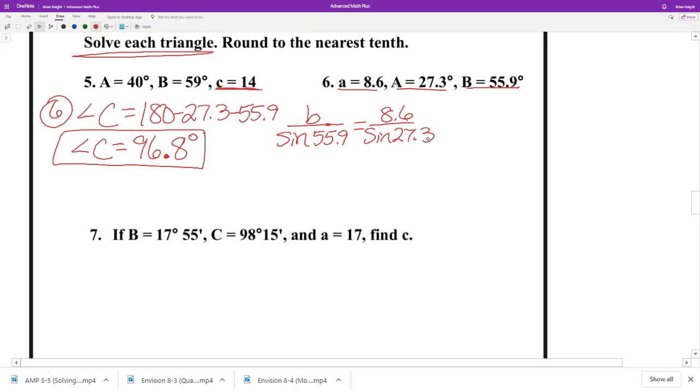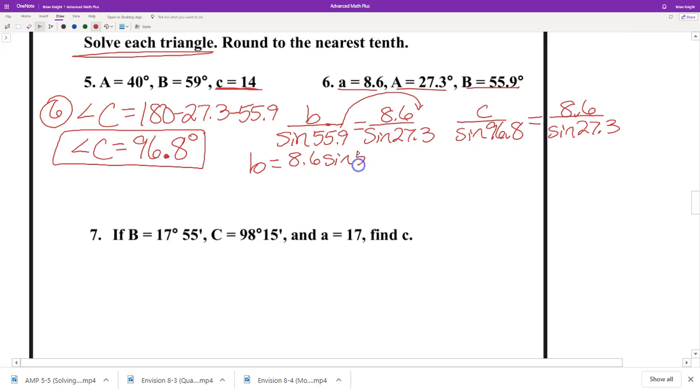And for C, that setup will be little c, side c, over the sine of angle C. We just found it over here, 96.8. That will equal 8.6 over sine of 27.3. And then again, you just cross multiply. So this comes over here. B will equal 8.6 times the sine of 55.9 divided by the sine of 27.3.